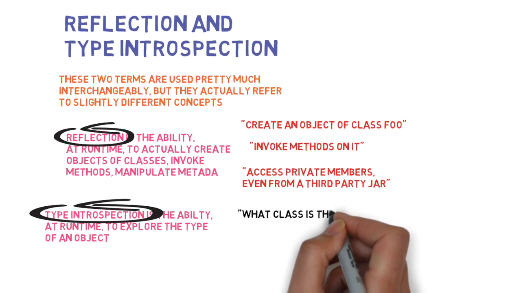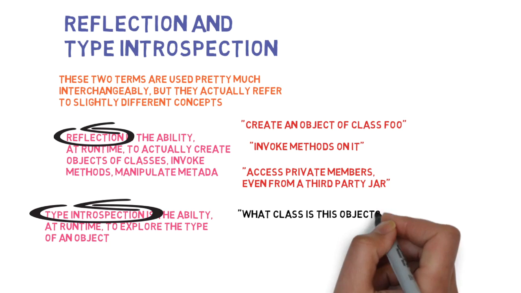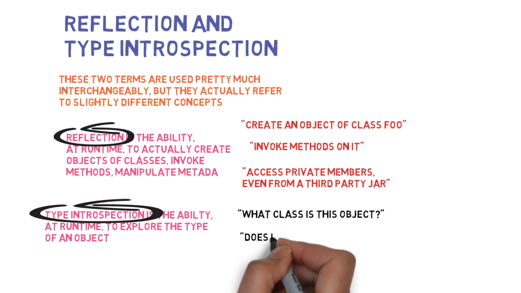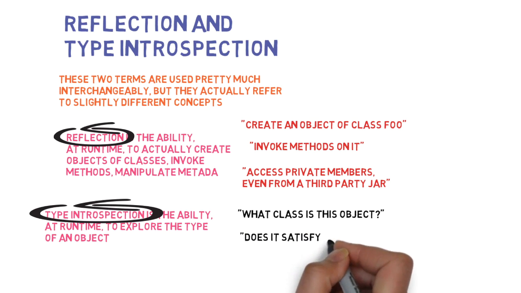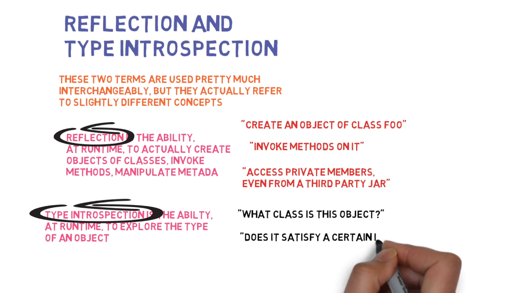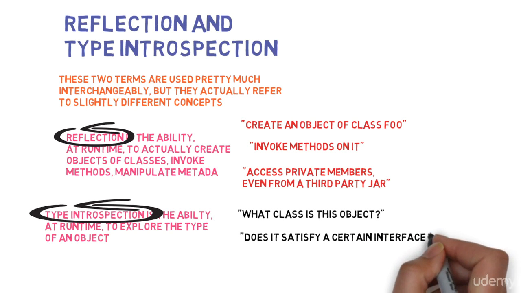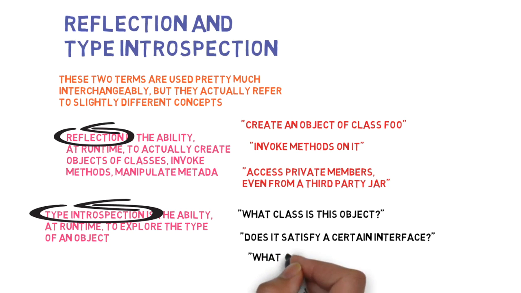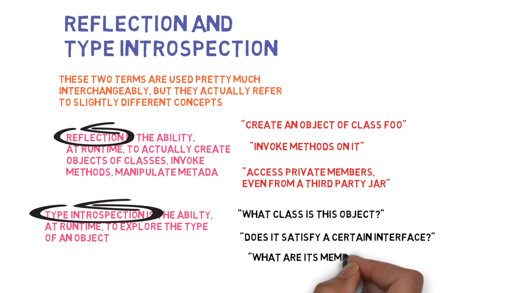What does type introspection help us with? It can answer questions like, what class is this object? Does it satisfy a certain interface? What are its member functions? What annotations are available on its member functions? And so on. These are the questions which type introspection helps answer. Reflection is more about creating an object and invoking methods on it, and with type introspection, you already have an object available and you want to know more about it.